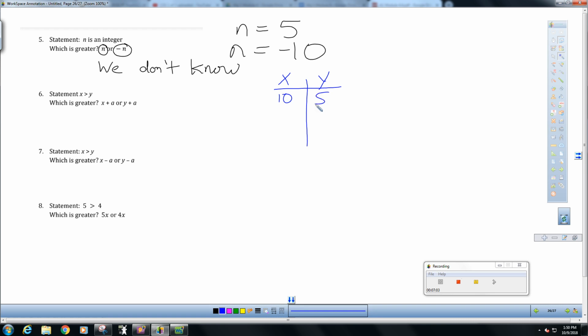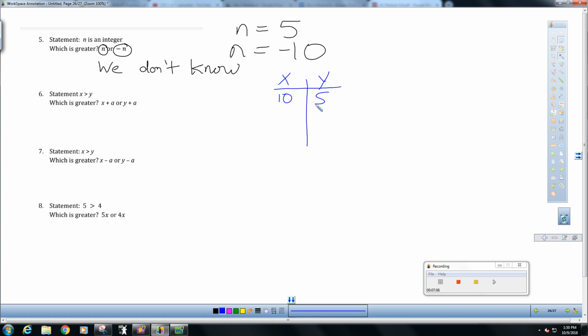X is bigger than y. So what's bigger, x plus a or y plus a, if we add the same thing to both? Well, it would be 10 plus a, right? Or 5 plus a.